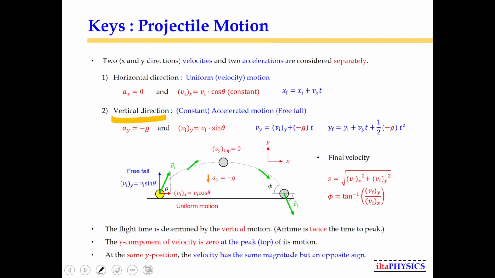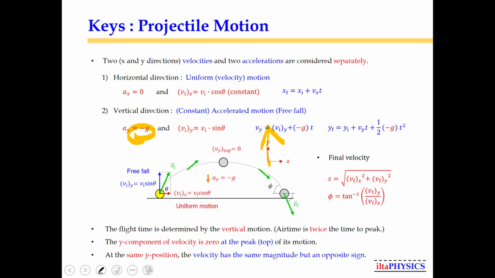Next is the vertical motion. While the object is moving, the gravitational acceleration constantly acts toward the center of the Earth, that is, in the downward direction. Therefore, we can analyze this as free fall motion or accelerated motion with a constant acceleration. Since it is accelerated motion, the acceleration is the gravitational acceleration, which is negative 9.8 meters per second squared. And the vertical initial velocity is the magnitude of the initial velocity times sine theta. The reason the gravitational acceleration is negative is that we set the upward direction as positive in our coordinate system.